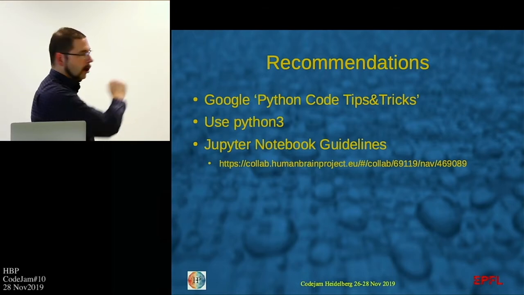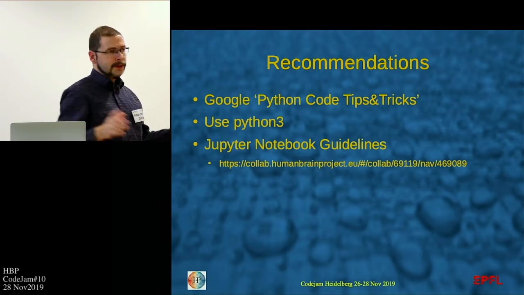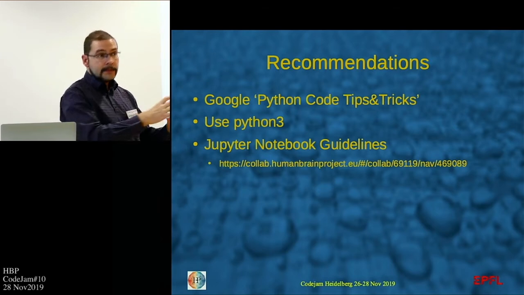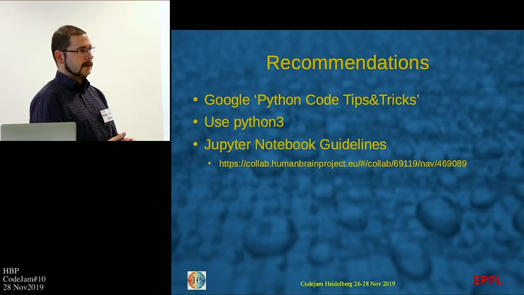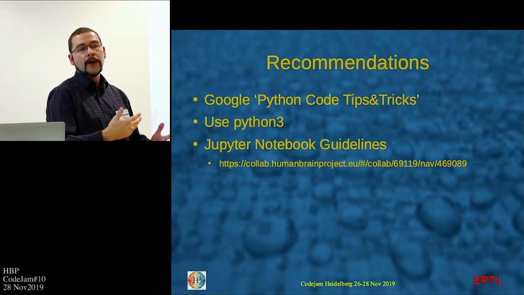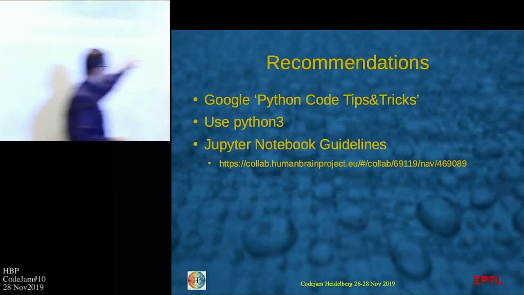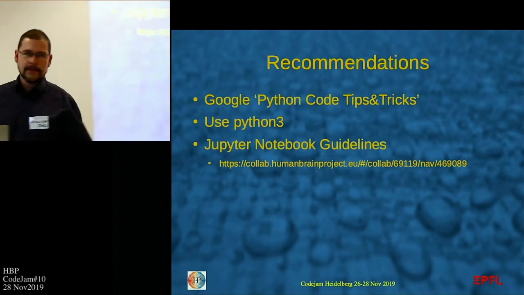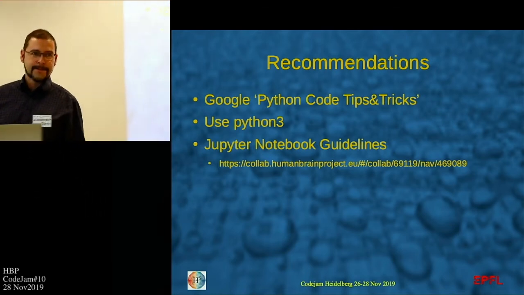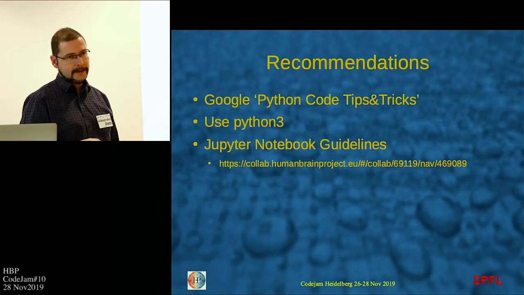In this Collab here, I have put together a draft version of Jupyter Notebook guidelines, which have some suggestions on how to create a Jupyter Notebook, especially for the brain simulation platform, to have a common code standard, a common look and feel. This is Collab 69119. If you can't remember this number, it's pretty easy. Just look up the postal code for this place where we are. It's Heidelberg, 69120, and you subtract 1.